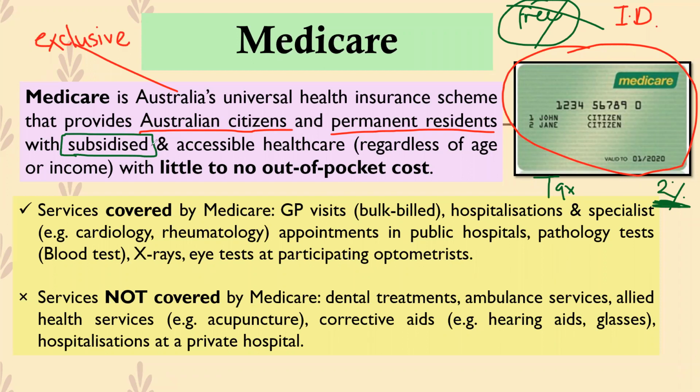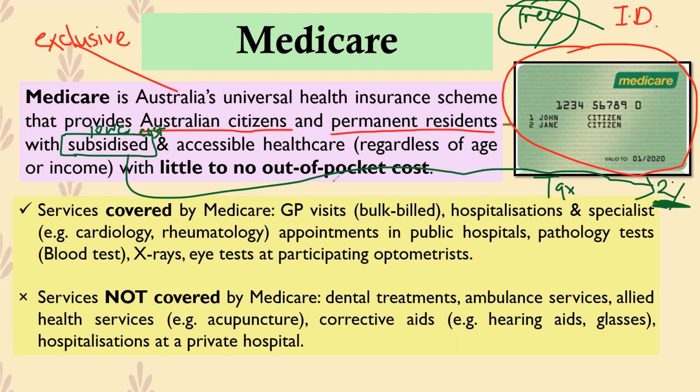But Medicare is not free. Medicare is subsidized because the government takes money out of our tax. It's offered to us at a lower cost. That's what subsidized means, when you offer something at a lower cost. But it's not like it's completely free where we're not paying anything at all. That money is getting deducted from our tax.